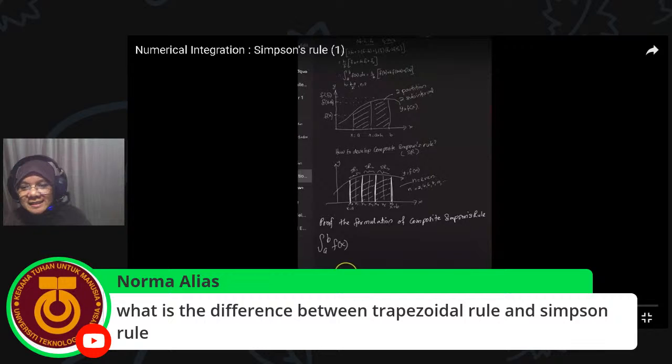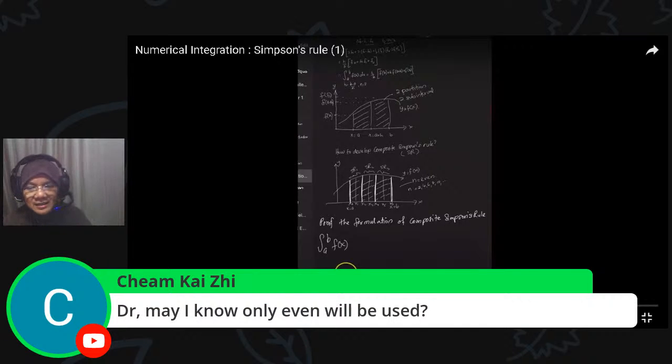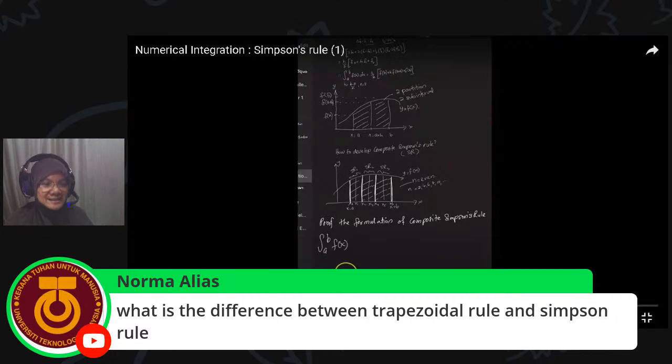Now the second question, what is the difference between the trapezoidal rule and Simpson's rule? To answer your question: the trapezoidal rule is available for any n, very easy to prove. Simpson's rule is available for two partitions. The basic rule comes from the quadratic polynomial, from the Newton forward difference formula of order 2. So Simpson's rule is better than trapezoidal because the graph is in a parabolic manner, while the trapezoidal rule uses a trapezium manner.